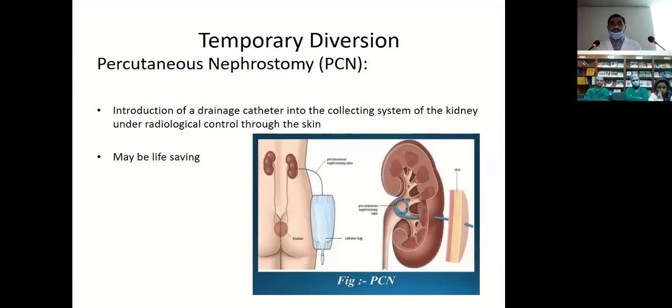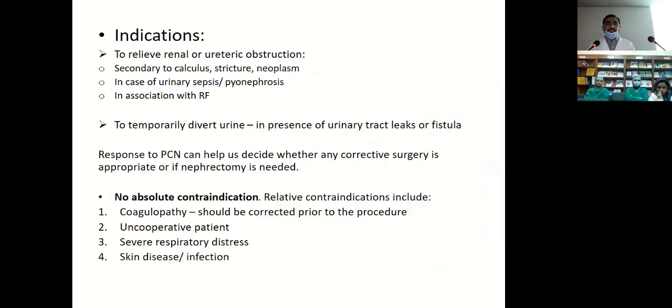First of all, we discuss the temporary diversion. Percutaneous nephrostomy is the introduction of a drainage catheter into the collecting system of the kidney through the skin under radiological control. It may be a life-saving procedure. The indication is to relieve renal and ureteric obstruction secondary to calculus, stricture, and neoplasm.